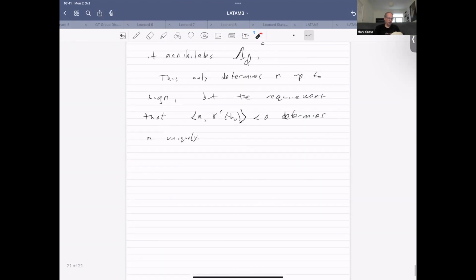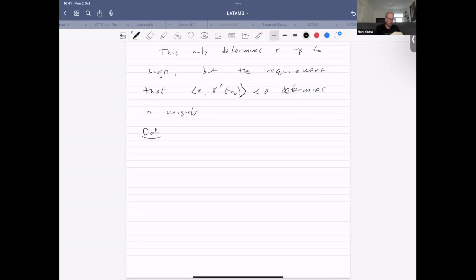So now comes a crucial definition. Say D is consistent in codimension 0 if this T gamma is independent of the choice of the path gamma.